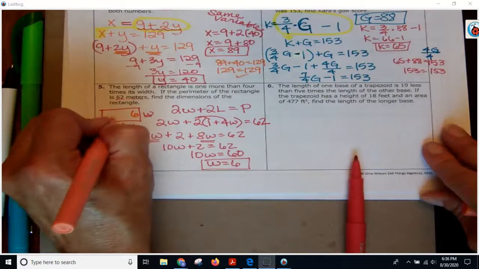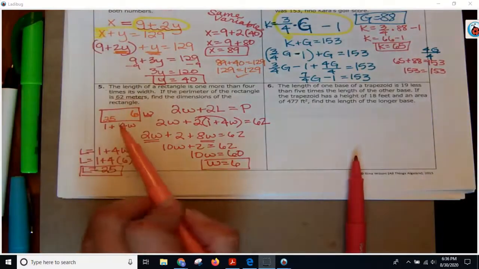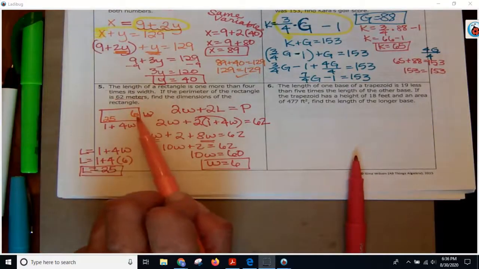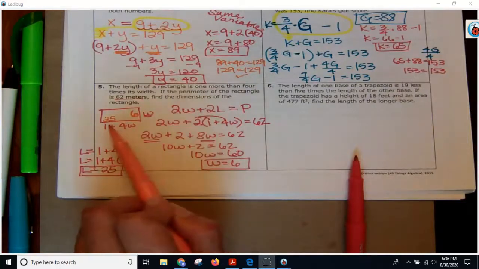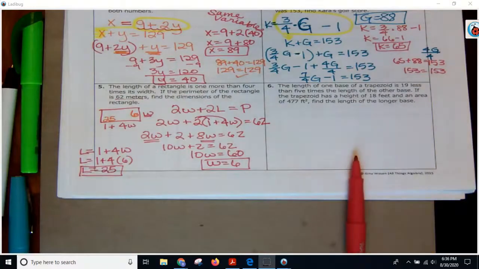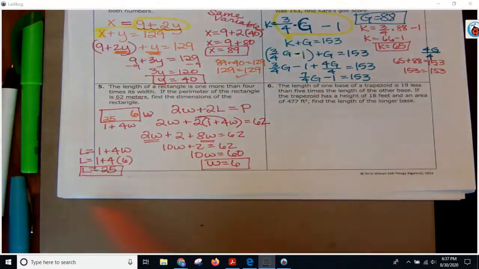And if you want to check your answer, you would say, all right, 2 times W is 12, plus 2 times 25 is 50. 12 plus 50 is 62. So, boom. All right, moving on.